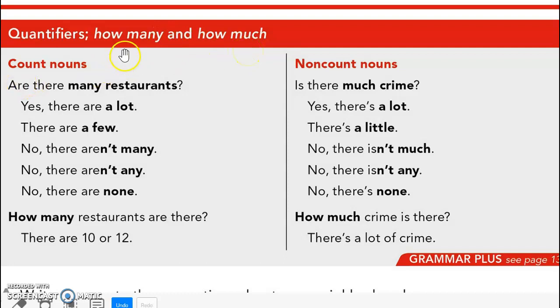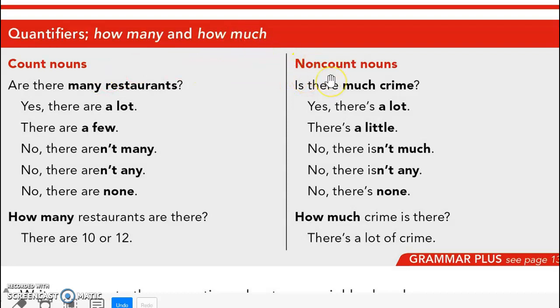Basically, we use how many to talk about countable nouns. For example, are there many restaurants around here? Or how many restaurants are around here? How many apples are there in the fridge?